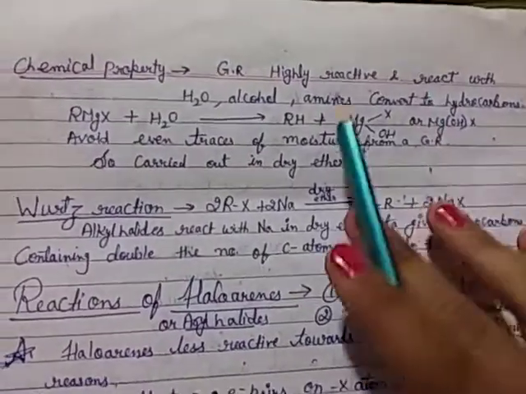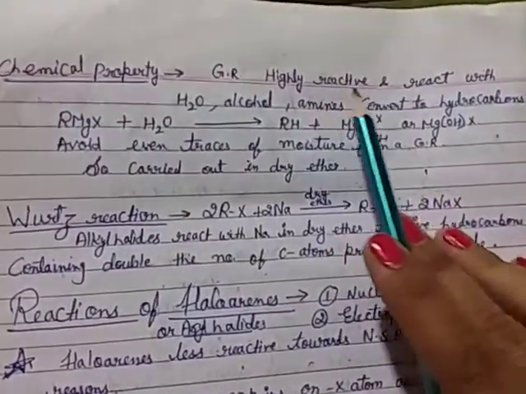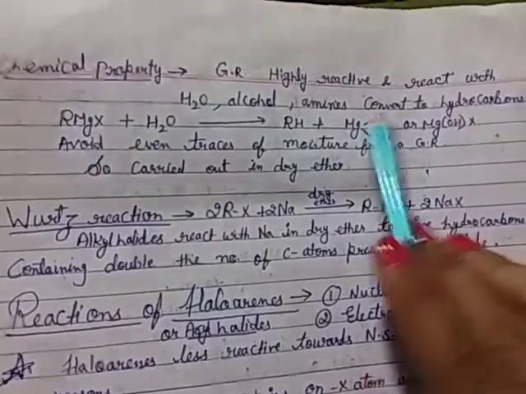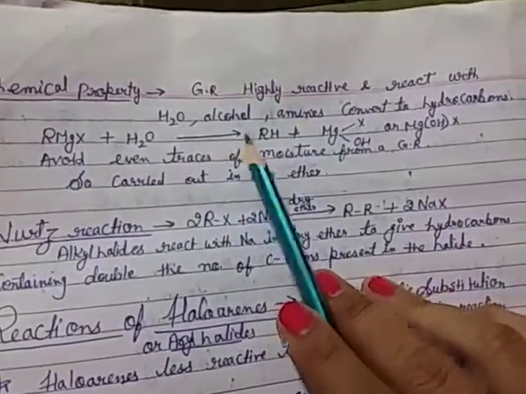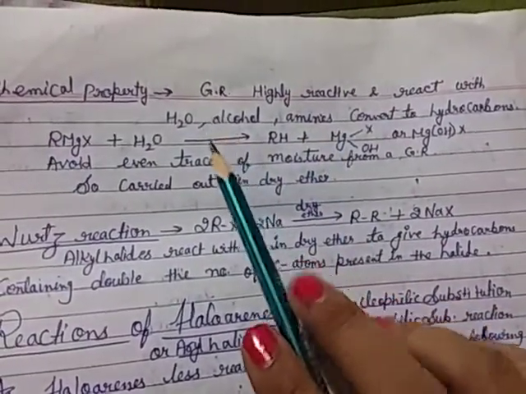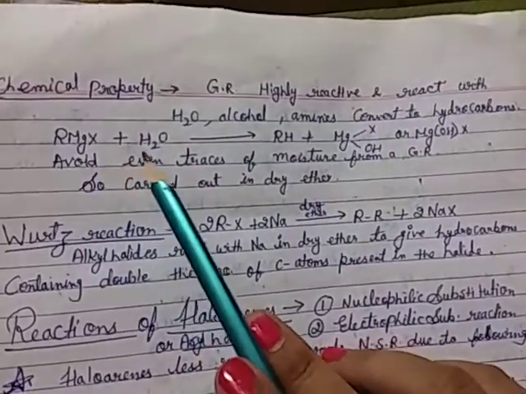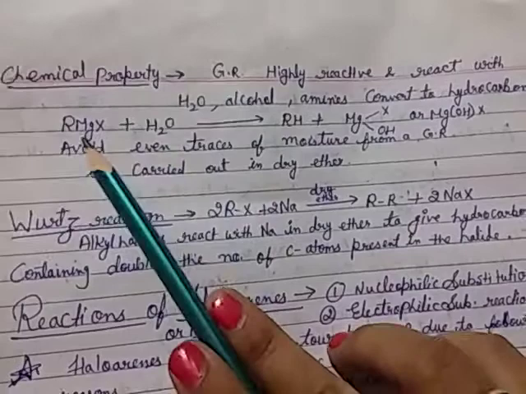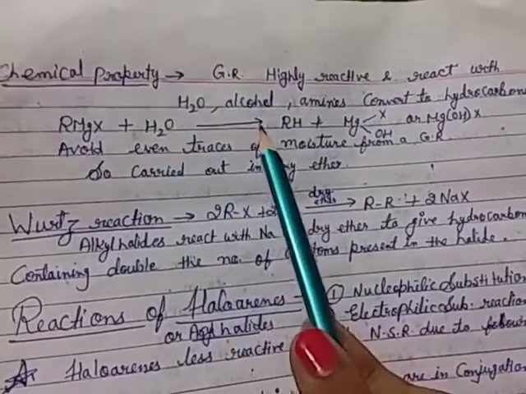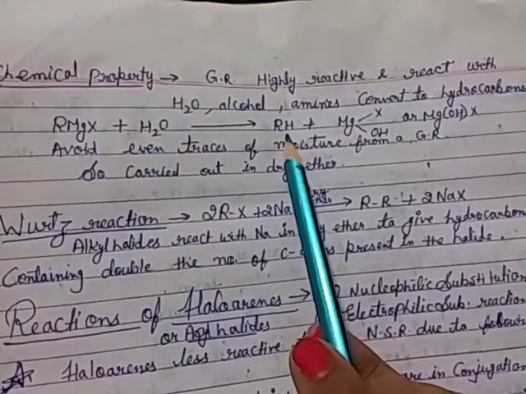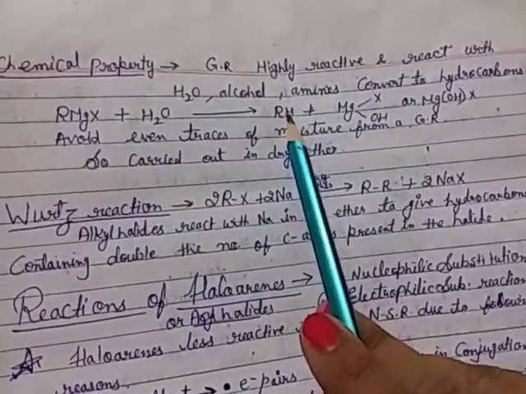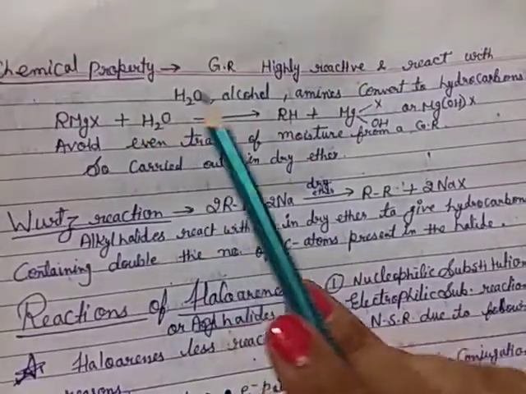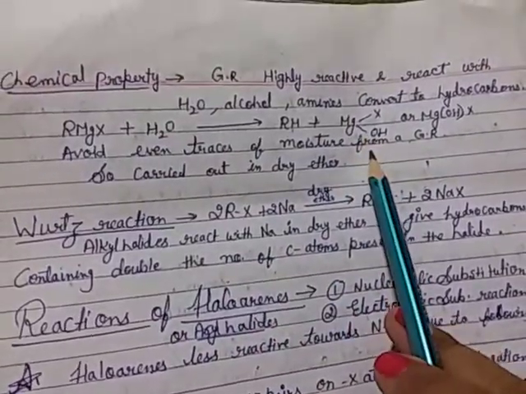Chemical properties of Grignard reagent. Grignard reagent is highly reactive and reacts with water, alcohol, and amines to convert to hydrocarbon. RMgX reacts with water: R combines with hydrogen to give RH, a hydrocarbon, an alkane. Magnesium combines with the halogen and OH to give MgXOH.